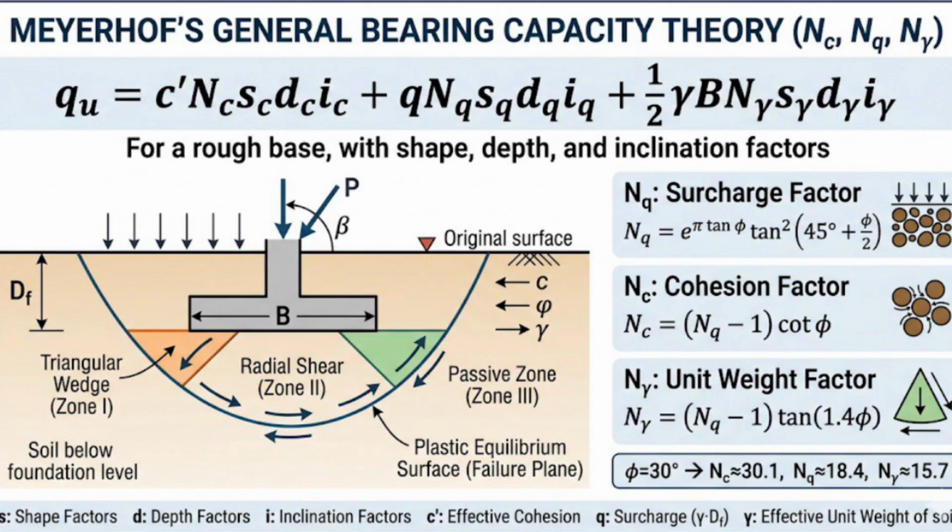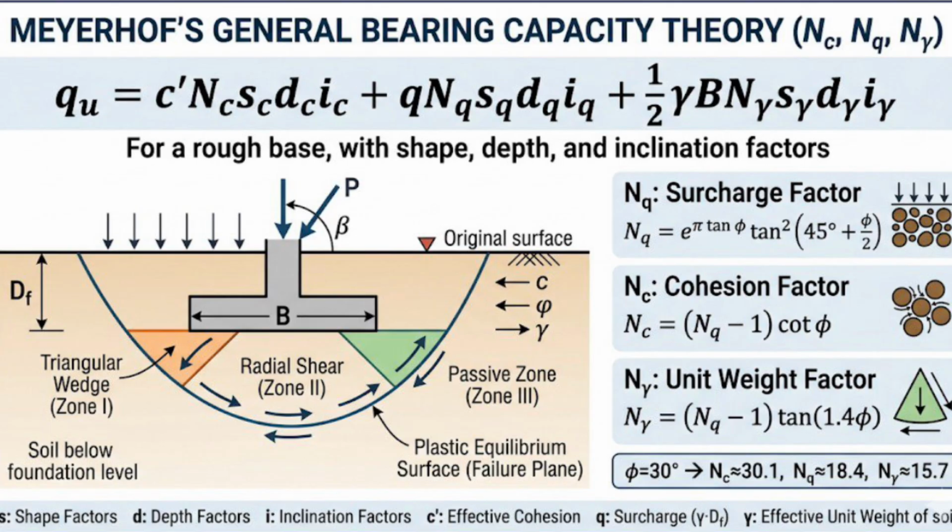Perhaps the most debated and researched of the three is Nγ, which represents the resistance provided by the weight of the soil within the failure wedge itself. Meyerhof's derivation, (Nq minus 1) tangent of 1.4 phi, was a departure from previous theories, providing values that generally fall between those of Terzaghi and later researchers like Vesic. Because Nγ increases exponentially with the friction angle, it becomes the dominant factor for granular soils like dense sands, where the self-weight of the rotating soil mass provides the bulk of the foundation's support.